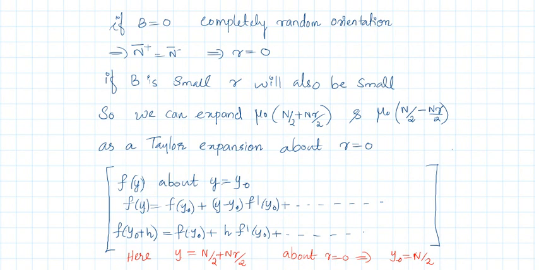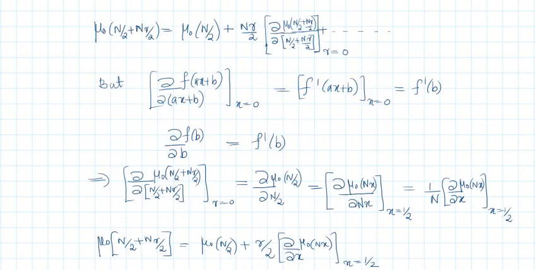Here, instead of y, the variable is n by 2 plus nr by 2. So, about r equal to 0, Taylor expansion means the y naught value is, if you put r equal to 0, y naught is n by 2. So, the Taylor expansion becomes mu 0 of n by 2 plus nr by 2 equal to mu 0 evaluated at n by 2, plus nr by 2 into dou by dou of (n by 2 plus nr by 2) of mu 0 of n by 2 plus nr by 2 evaluated at r equal to 0, plus etc.